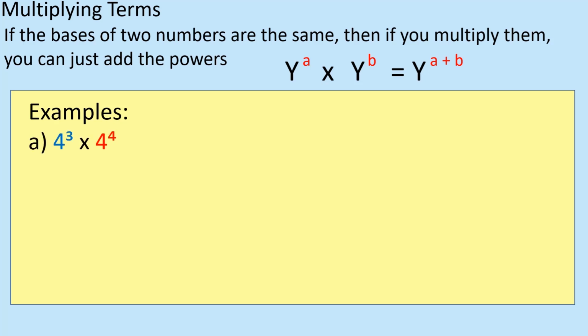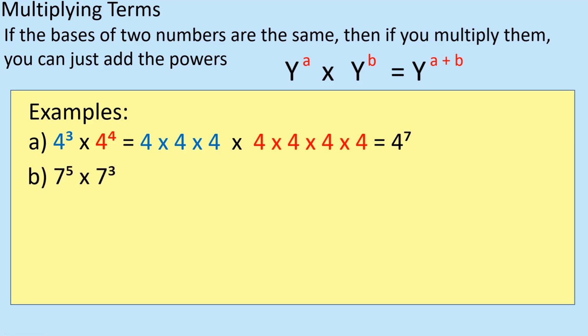So for example, if I said to you 4 cubed times 4 to the 4, essentially that is 4 times 4 times 4 multiplied by 4 times 4 times 4 times 4. So what you've got there, if I count them, 1, 2, 3, 4, 5, 6, 7, which is the same as 4 to the power 7. Rather than going through this rigmarole of writing them all out, the easiest way of thinking about it is, well, what's 3 plus 4? It's going to be 7, isn't it? So it's 4 to the power 7.